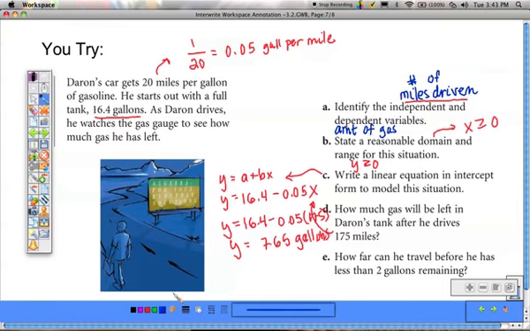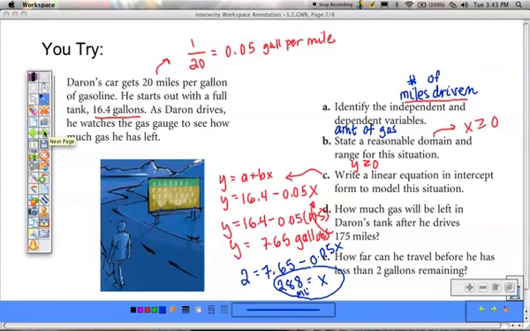Part E, how far can he travel before he has less than 2 gallons remaining? Okay, so for this one right here, we want to put a 2 right here, and then we're going to solve this algebraically. So when you're solving a problem like this, we're going to subtract first and then divide, and you'll end up getting x equals 288 miles that he can go before he has less than 2 gallons. And again, you just solve algebraically.